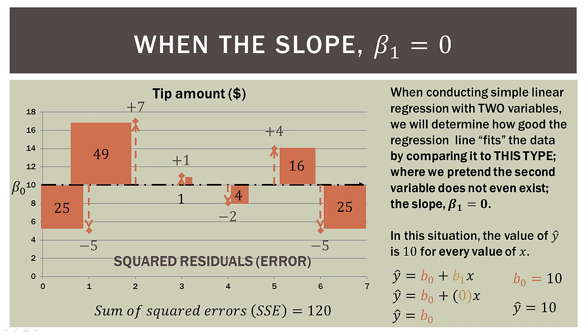Well, it's 10. So y hat equals 10 for every point along the x-axis. So for the second tip, it's $10. For the fifth tip, it's $10. For the fourth tip, it was $10. So we're always comparing our regression model to this example where beta sub 1 is 0, or the slope is 0.